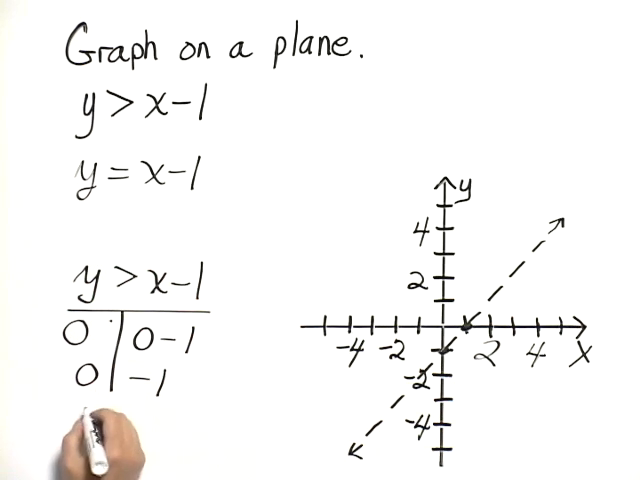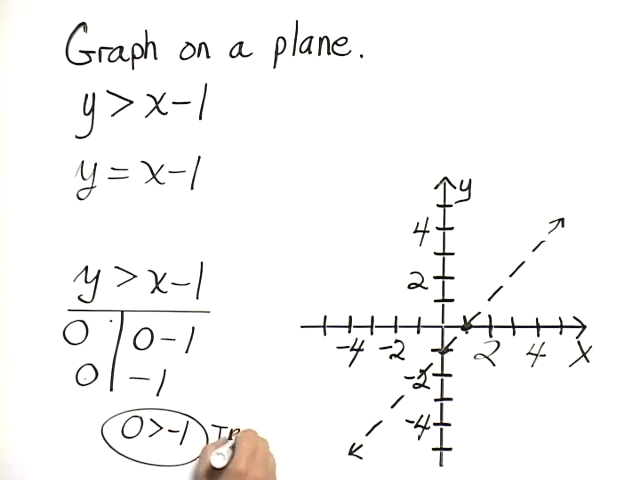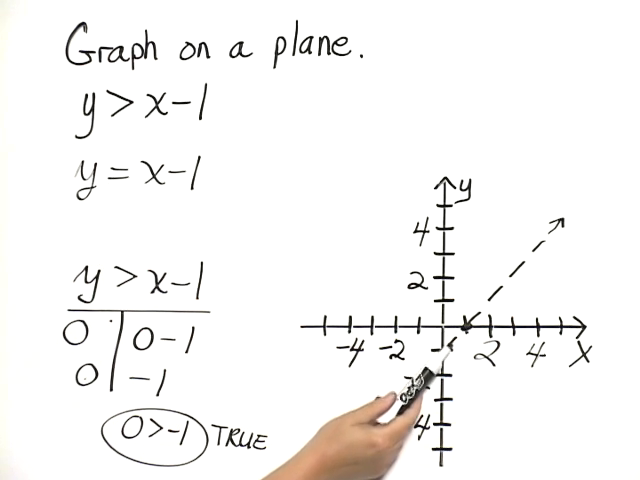Now we're asking ourselves really this question, is 0 greater than negative 1? Well, yes, 0 is greater than negative 1. This is true. And that tells us that 0, 0 is part of the solution. That means that everything on the same side of this line as 0, 0 is part of the solution.